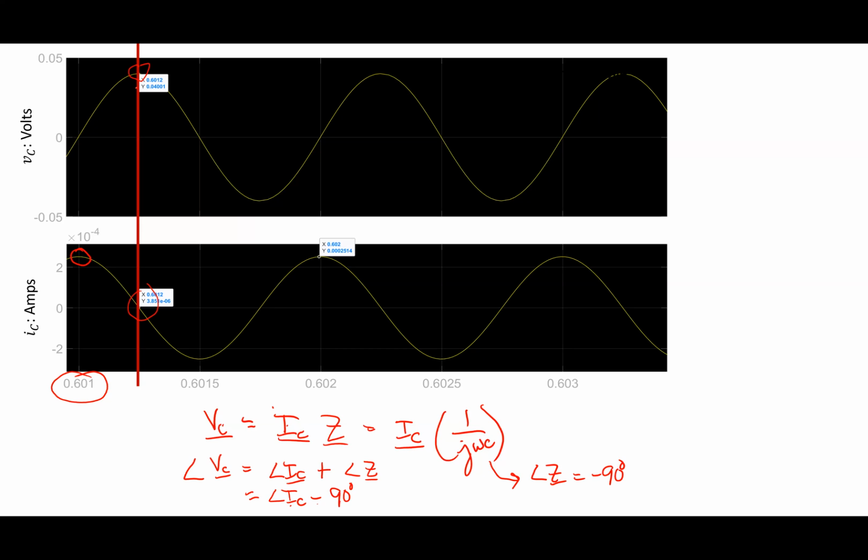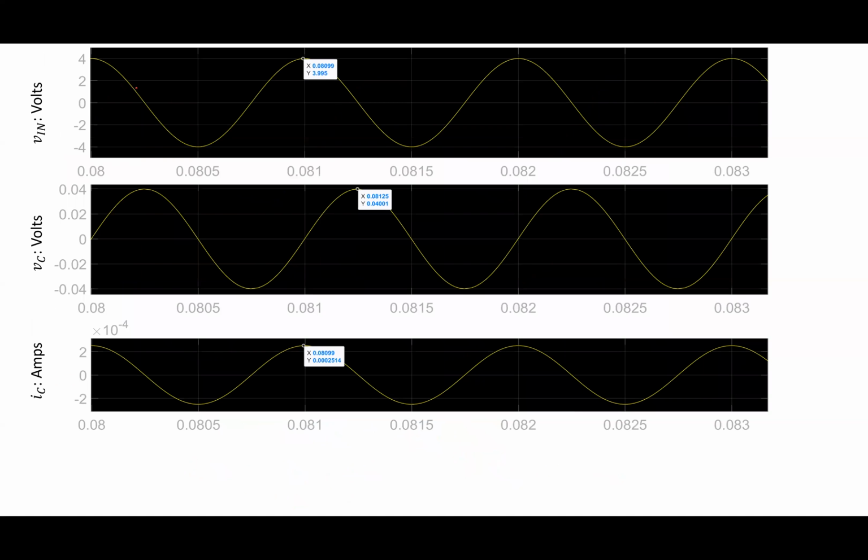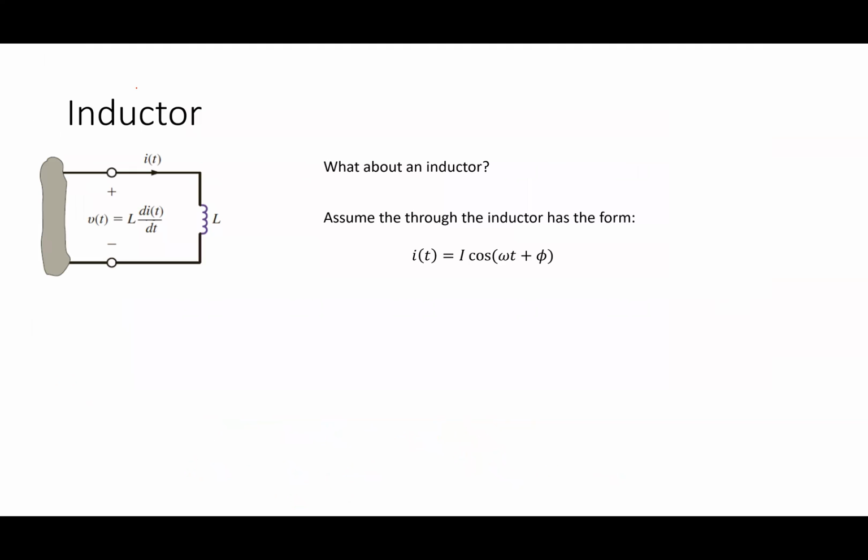Now I can go through a similar analysis, and I have it in the notes. The notes from today are already posted and worked through. If I do the same analysis and put a current source into this circuit, I'm going to find that the voltage on the inductor equals the current in the inductor, phasor-wise, times Z, and that Z is equal to J omega L.